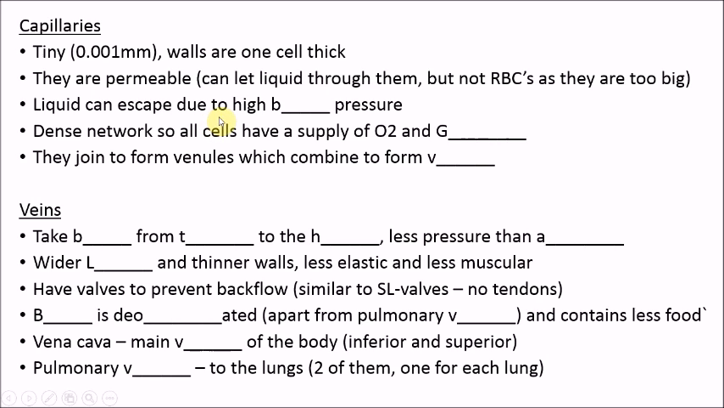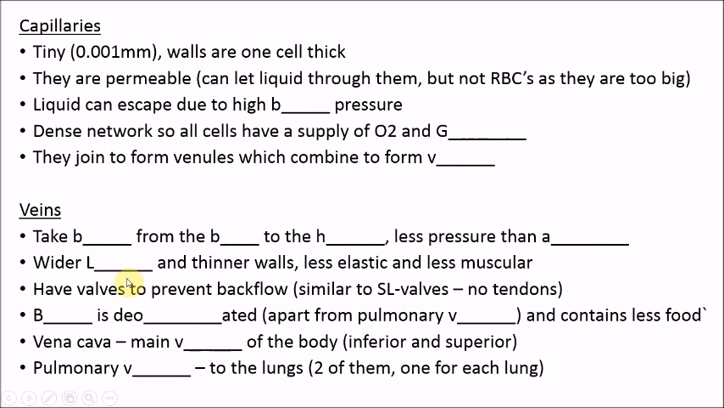Liquid can escape due to the high blood pressure that there is, which is good because that's what happens in the kidneys. Has a dense network, so all the cells have a supply of oxygen and glucose, and they then after that join to form venules, which combine to make veins. The veins take blood from the body to the heart, and there's less pressure than arteries.